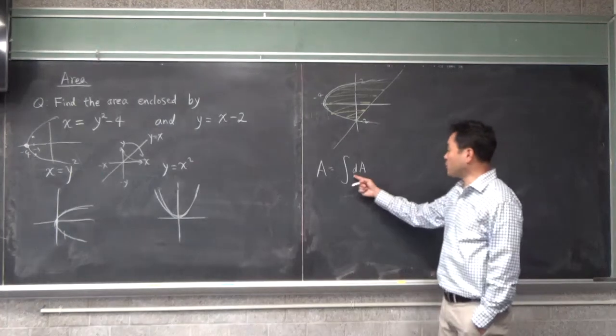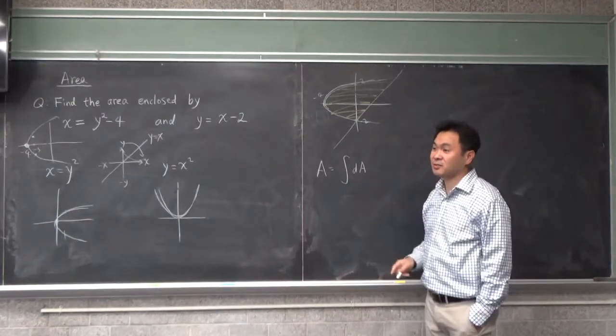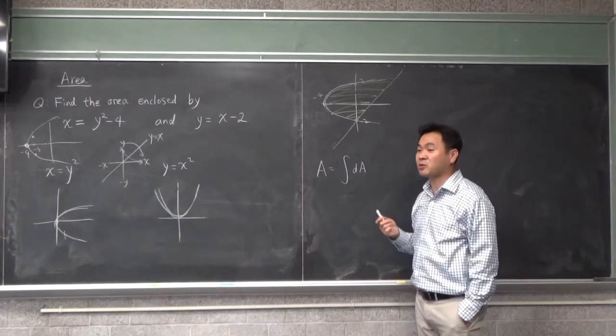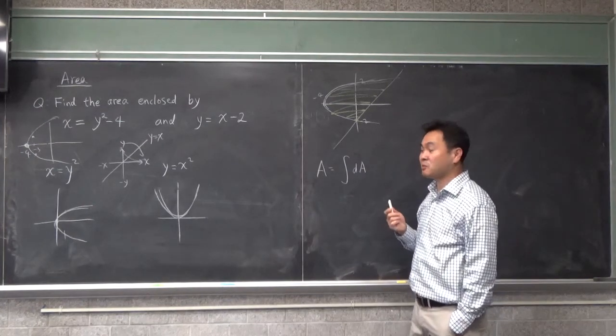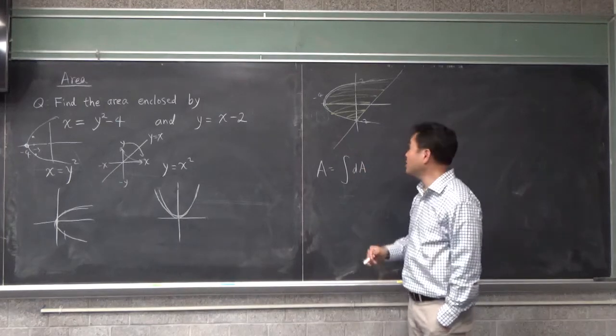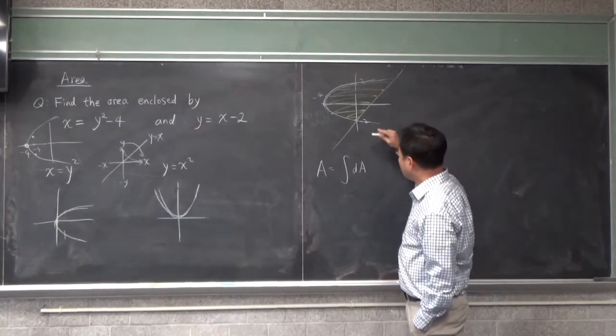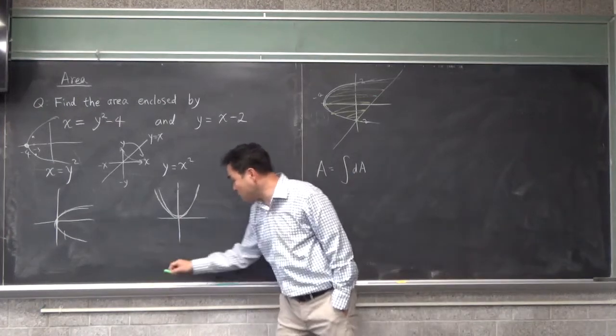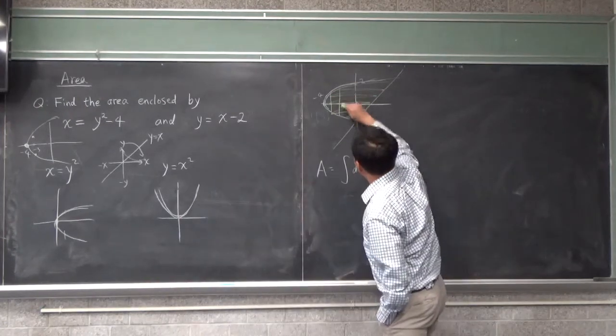But this is ambiguous. What do I mean by dA? That's something that you have to choose. Okay? Which way are you going to cut it into fine pieces? dA means a very, very small piece. And there are two options for us. We could split this way.